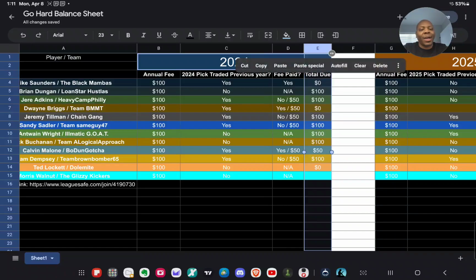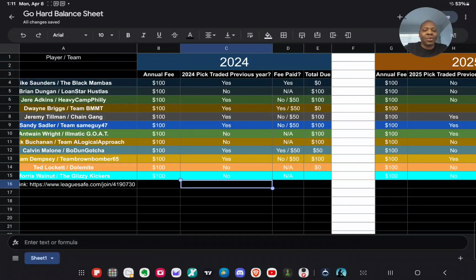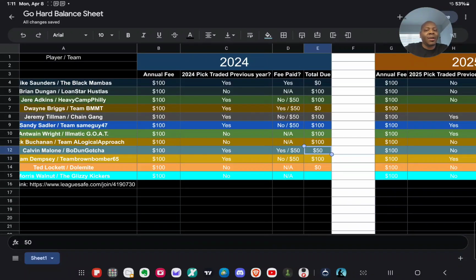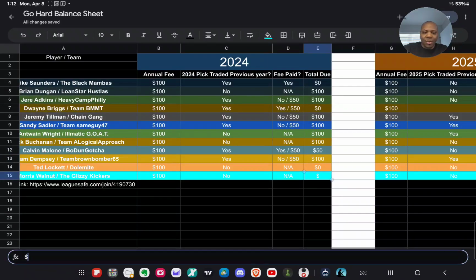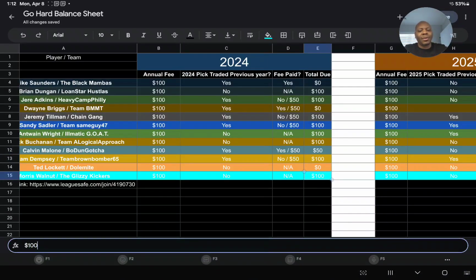So right now, everybody owes $100 for 2024, other than myself, Ted, and Dwayne. And except for Calvin, because Calvin, if you see here, yes, he did trade away his 2024 first round pick, and he paid the $50 for trading that pick away. So he only owes $50 for 2024. Everyone else, other than the names I named, you guys owe $100. And we need to update you here, Morris. All right, you owe 100.